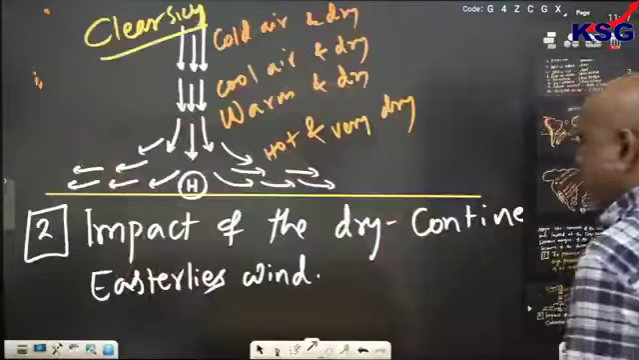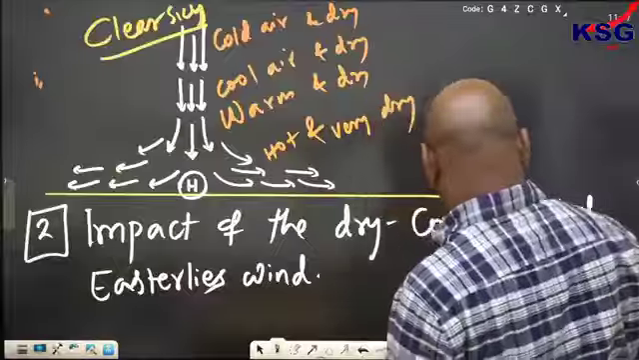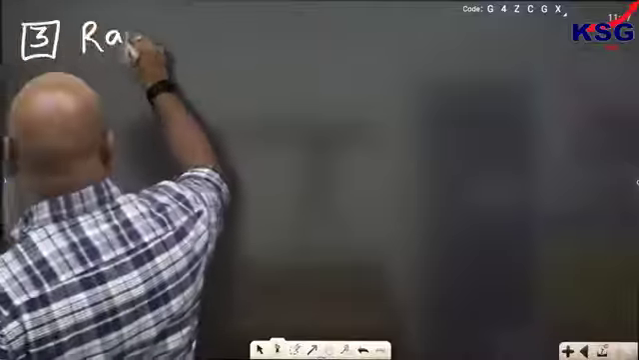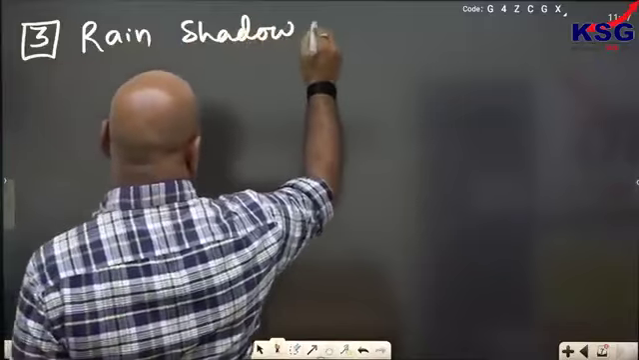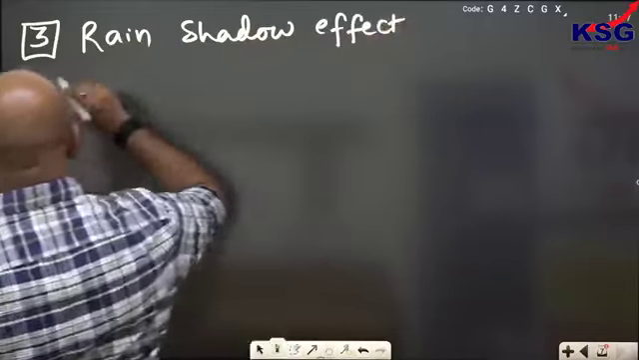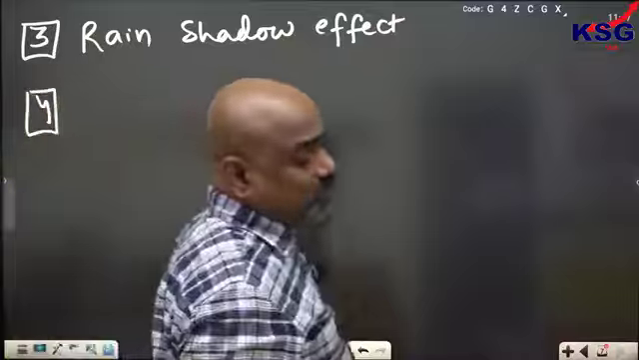Now the third point we'll look at. Third point is the rain shadow effect. See, presence of a mountain.